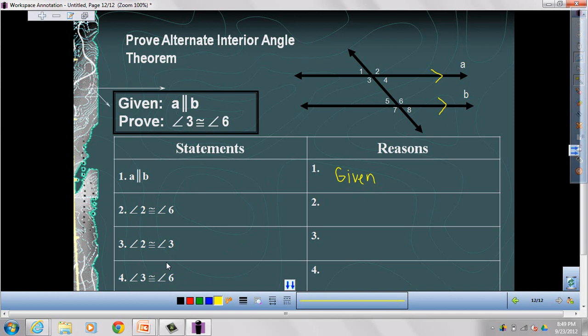So let's go ahead and see. They're wanting us to prove that angle 3 and angle 6 are congruent. We have some postulates that we already learned in this section, and we're going to be using those. And let's see what they have us starting here with. Angle 2 is congruent to angle 6. Let's take a look at these two angles. Do you remember what these two angles are called? Angle 2 and angle 6 are corresponding angles. So the reason they're congruent is because of the corresponding angles postulate.